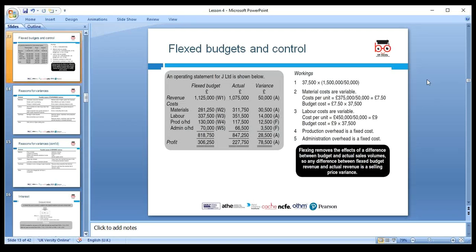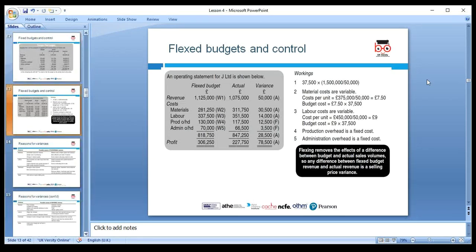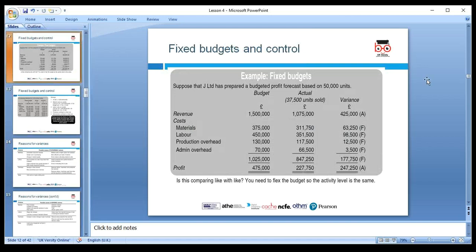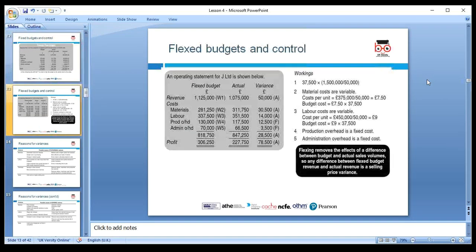If you look at the previous, we have been given the 50,000. Here, 1,500,000 divided by 50,000 gives the rate of 30 per unit, times the 37,500 units, and we can get the revenue. That will be the budgeted. Then we compare against the actual, and we have an adverse variance because our actual sales value is lower than the budget. Same way, we look at how much was the total material for 50,000. The cost of material we see here is 7.5.